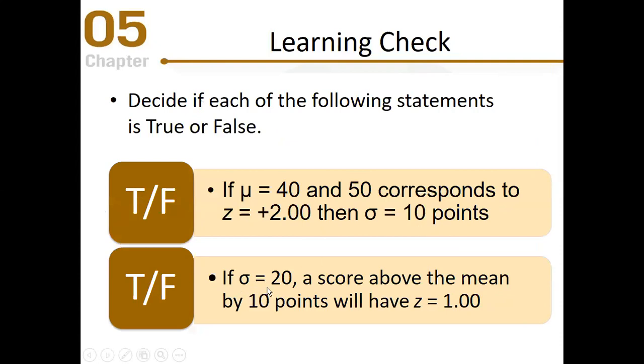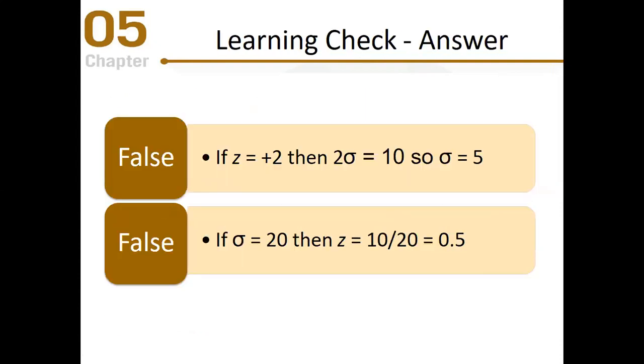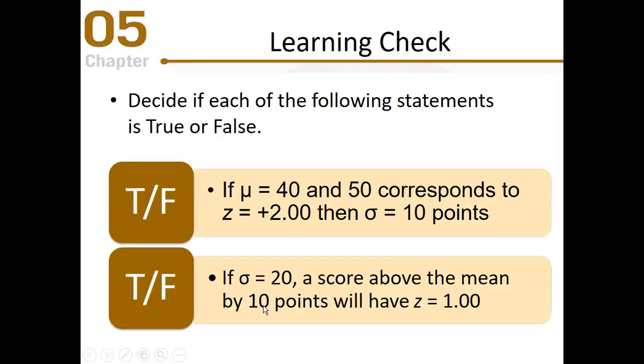If the standard deviation equals 20, a score above the mean by 10 points will have a z-score of 1.0. True or false? Okay, the z-score is going to be 0.5. If the standard deviation is 20, then z equals 10 over 20, that's 0.5. Okay, 10 is only half of 20, so that's a z-score of 0.5, not 1.0.